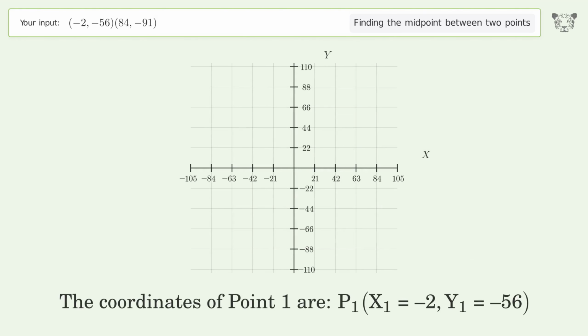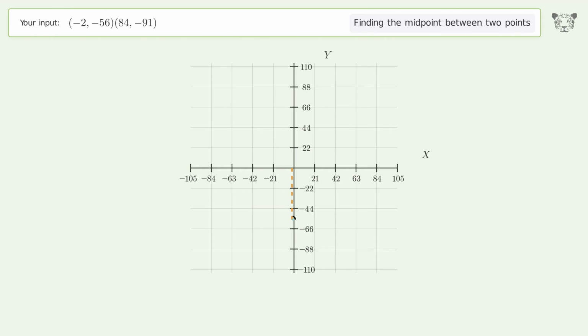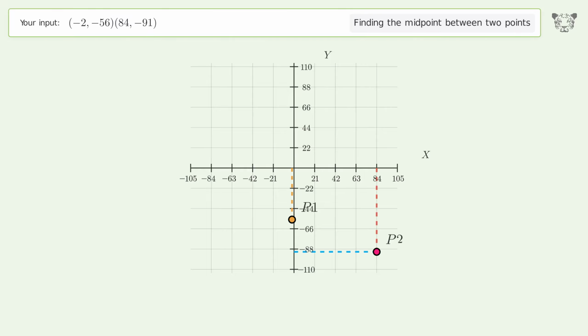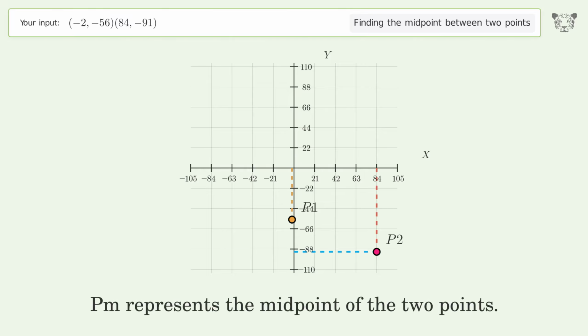The coordinates of point 1 are, x1 equals negative 2, y1 equals negative 56. The coordinates of point 2 are, x2 equals 84, y2 equals negative 91. PM represents the midpoint of the 2 points.